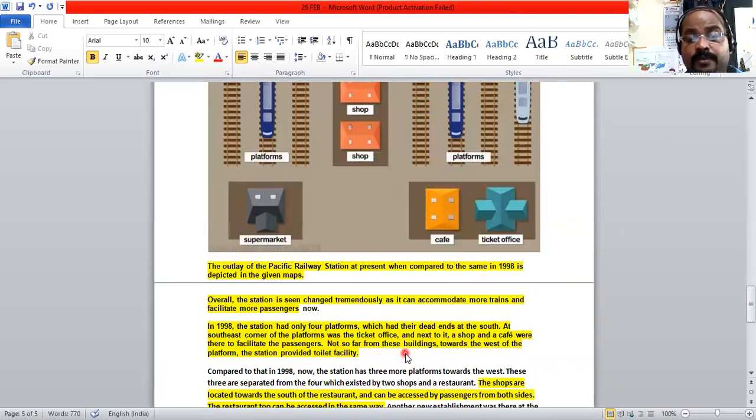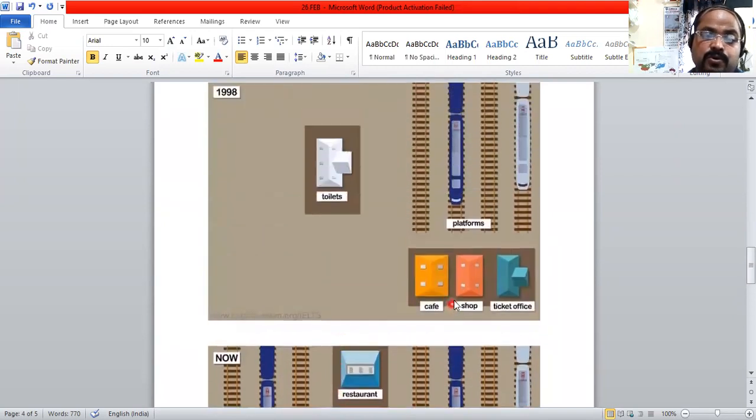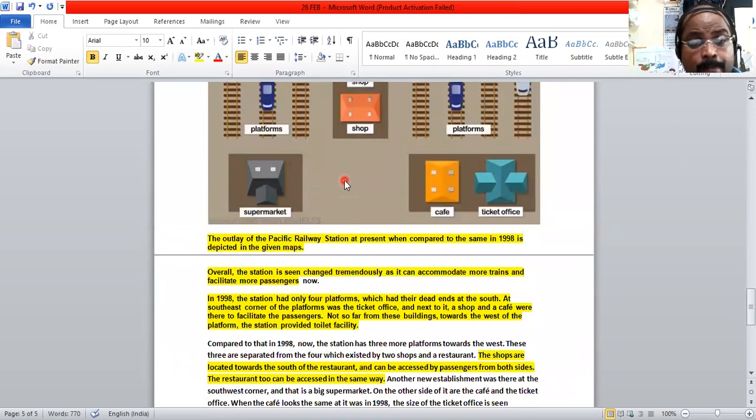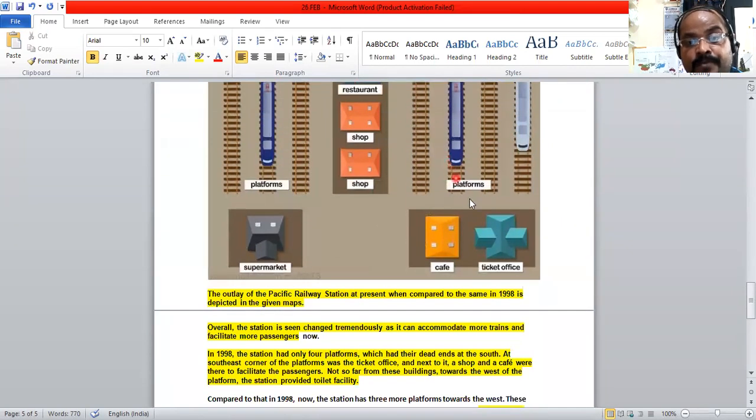And not so far from these buildings, towards the west of the platform, the station provided toilet facilities. Not too far from these establishments. Towards the west of the platform, the station provided toilet facilities. So that's also clear. Now, compared to that in 1998, now the station has 3 more platforms towards the west. So there were 4 platforms, now 3 more added.